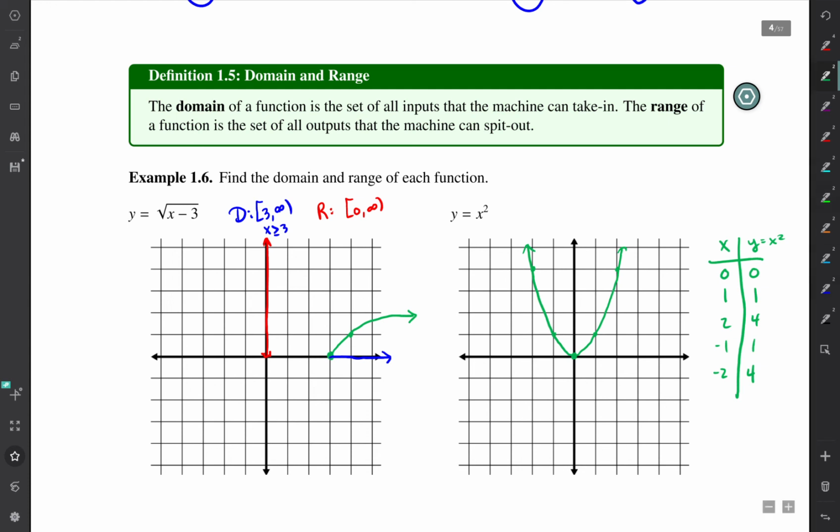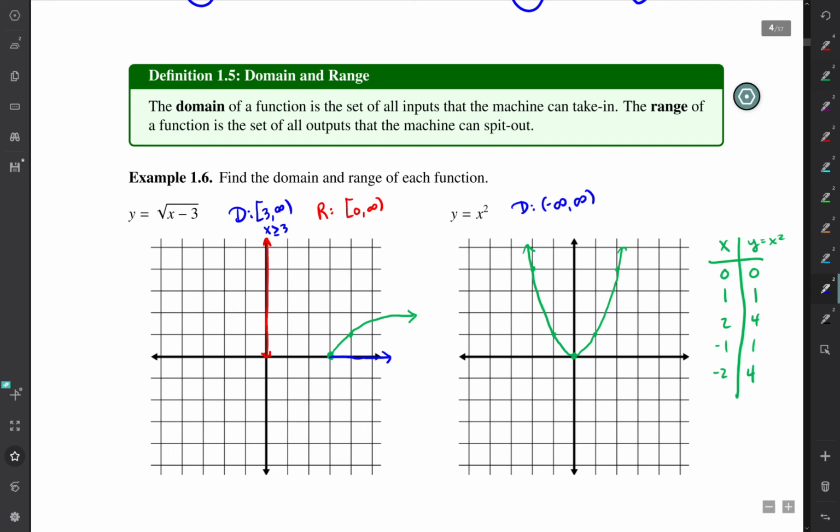And so, again, in this case, the domain is going to be all real numbers. So that's all points from negative infinity to infinity. That's the entire x-axis is acceptable. The function can eat any real number. It's going to know what to do. It'll just square it and spit out the outcome.